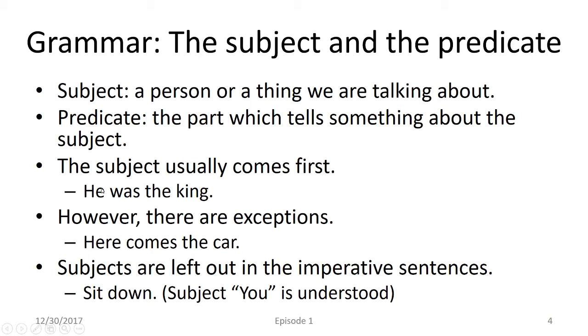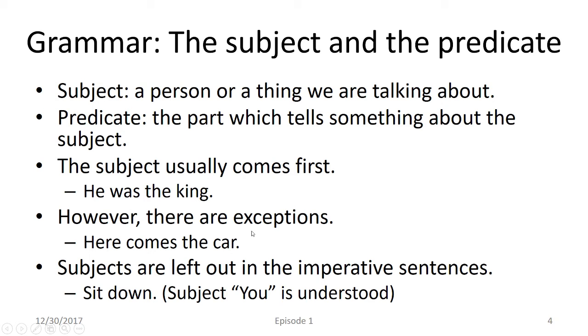So we can say that when the verb starts, the predicate starts. Was being the verb, that is where the predicate starts. So this part, "was the king," which starts from the verb, is the predicate, and "he," which is a pronoun, is the subject in this sentence.